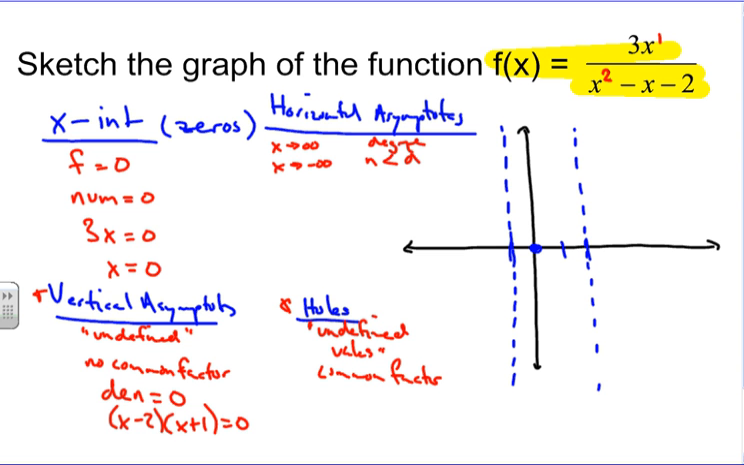Now, because we're going to infinity and negative infinity, and since this is a fraction, if the denominator is greater, that means the denominator is going to be increasing and producing a smaller fraction. Because we're producing a smaller fraction, our horizontal asymptote is going to equal 0.